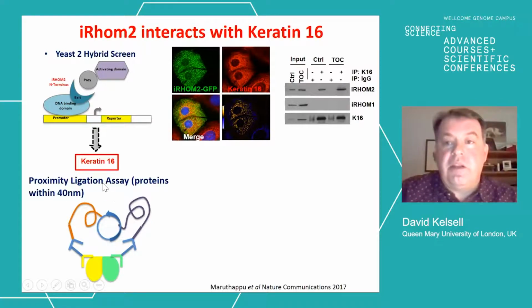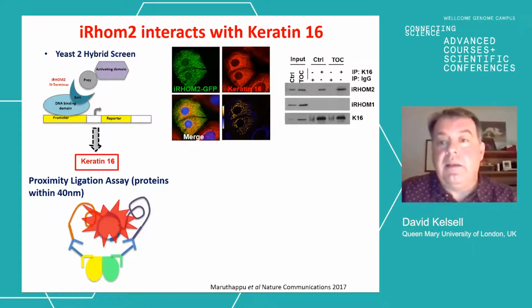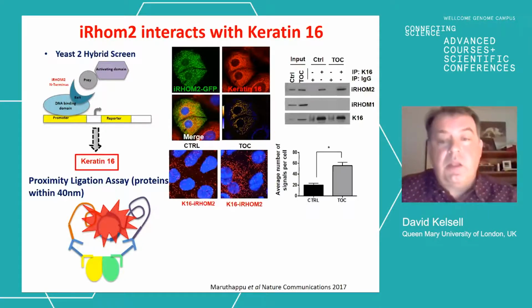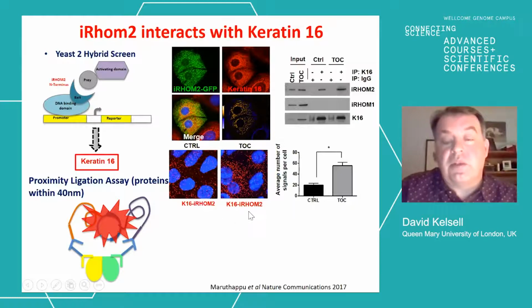If you go in with a complementary oligonucleotide probe to this sequence, which has a red fluorescent tag on it, you can then visualize where in the cell you get protein-protein interaction. So if you go to the control keratinocytes, first of all, you can see there's red dots, and this means that keratin 16 and iRhom2 are interacting with each other. But what you can also see is there's much more K16 iRhom2 in the patient keratinocytes, the TOC keratinocytes, compared to control.